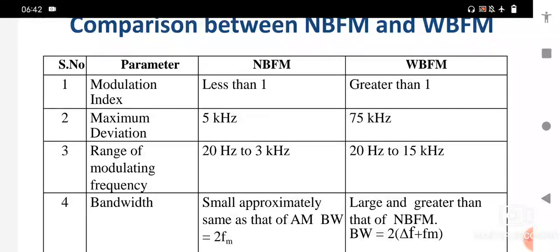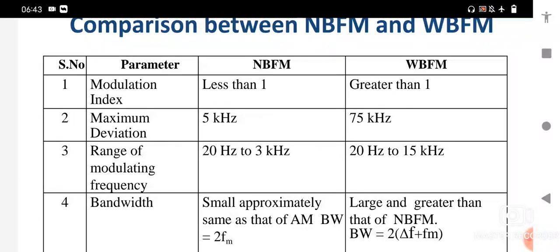And the next parameter is the range of modulating frequency. Basically, narrowband frequency modulation has a low frequency signal, so the frequency range of NBFM is 20 Hz to 3 kilohertz. And similarly in WBFM, the frequency range of wideband frequency modulation is 20 Hz to 15 kilohertz. So this is the comparison based on the range of frequency.